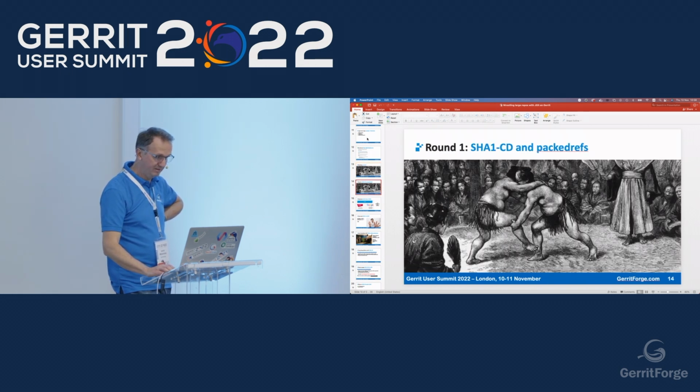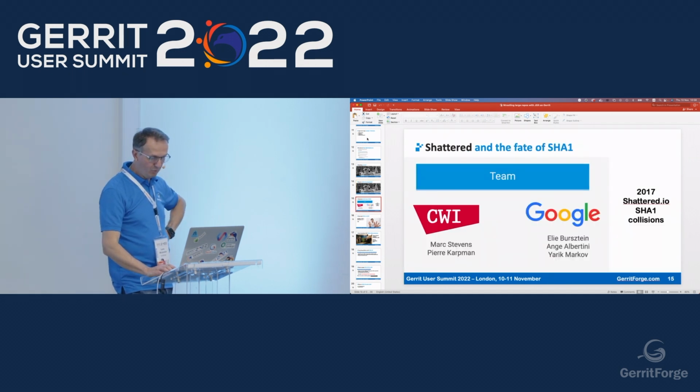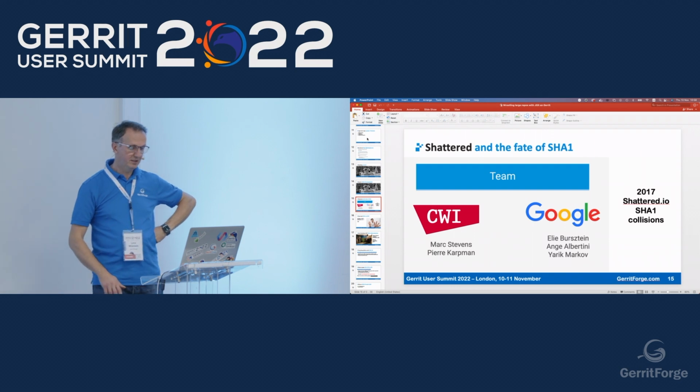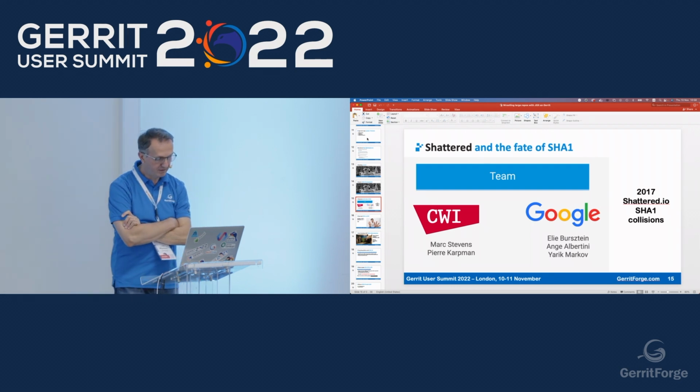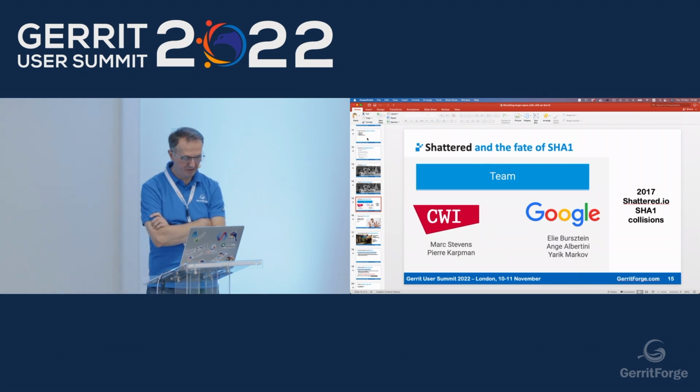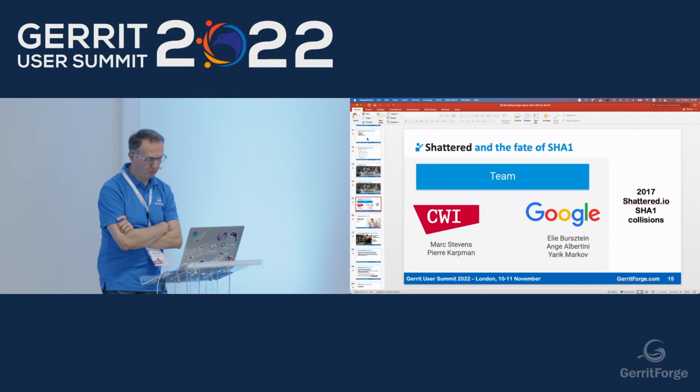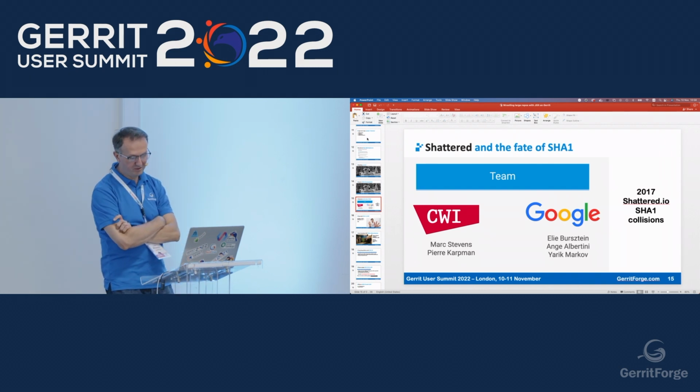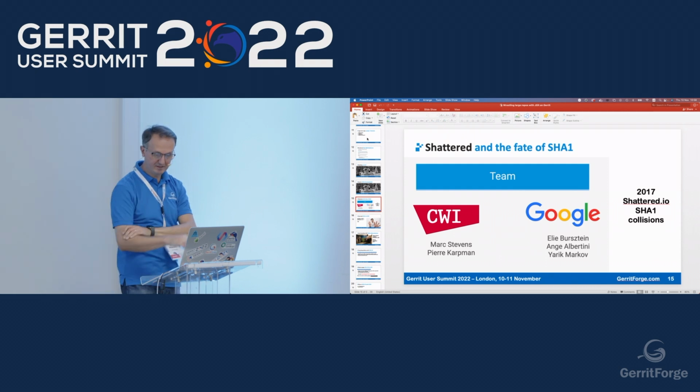So round 1, we hit the wall with the SHA-1 CD. How many of you know what SHA-1 CD is? CD means collision detection. SHA-1 is the algorithm that is used for hashing everything in Git. It was basically crashed in 2017 by two organizations, CWI and Google researchers, and they published their study in shattered.io in 2017.